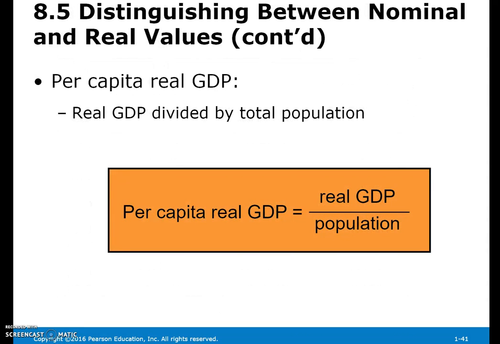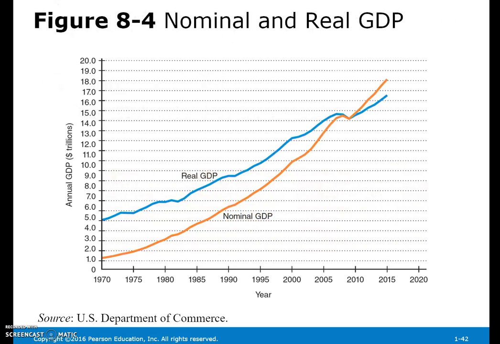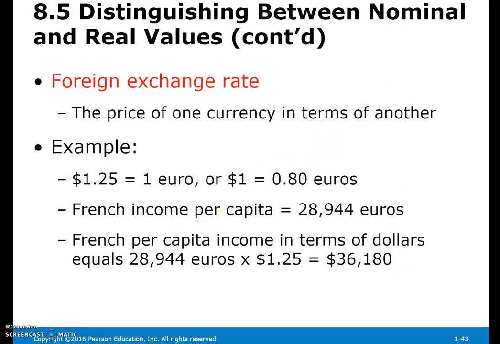So here is another formula, for per capita real GDP, which is just the amount on average of real GDP per person, right? And here's another graph kind of showing the differences between real and nominal GDP.